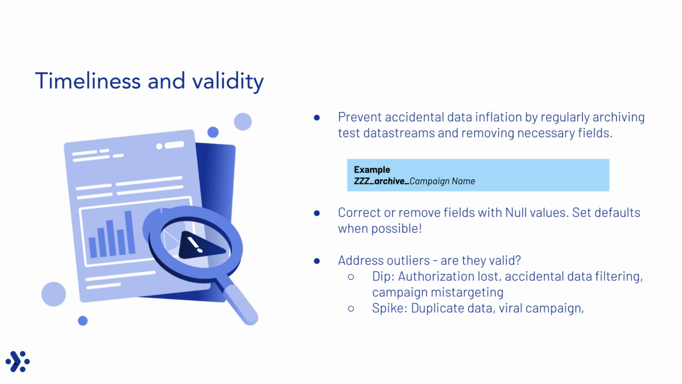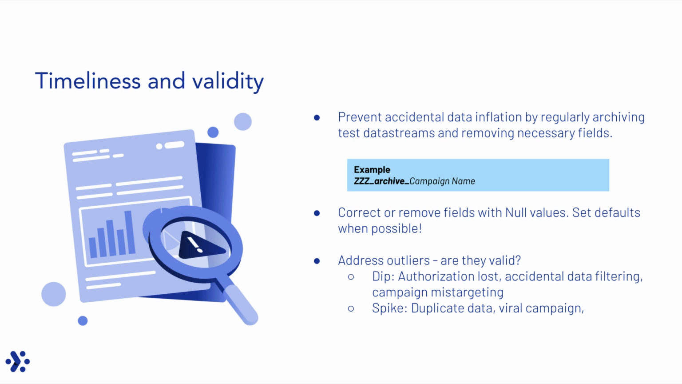a lot of times when you're working with a brand new AI tool, you very often are doing a lot of testing. So very often we see that test data streams either aren't turned off properly or might mistakenly get turned back on, maybe by another user. So you always want to make sure you're going into your account and archiving test data streams to prevent them from being accidentally ingested down the line and causing data inflation.